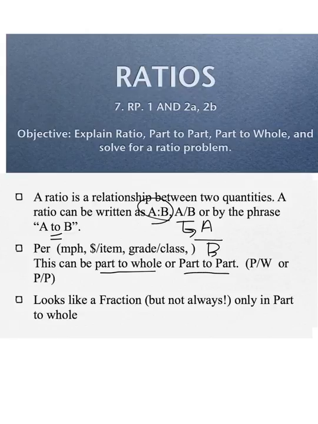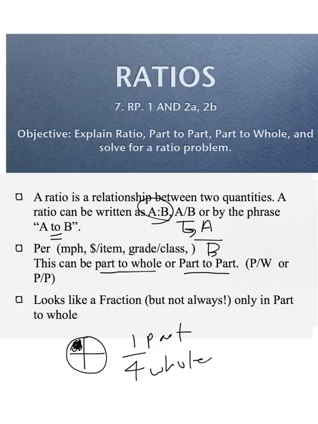It looks like a fraction only in part to whole, but it's not always going to be a fraction with part to part. If you think about fractions that you learned when you were in lower school or even in 6th grade, the ever popular pizza, if this was our pizza, we had 4 slices and we ate one, it was a 1/4 because it was 1 part out of 4, which was the whole number of slices that we had.